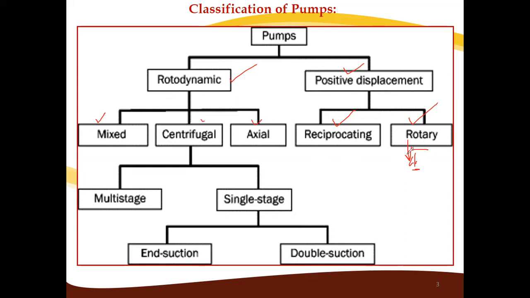The centrifugal pump is not a rotary type of pump. It is a rotodynamic pump. The rotary action takes place in the case of gear pumps and vane pumps, which are positive displacement type pumps. So the rotodynamic types are the mixed pump, centrifugal pump and axial pump. Now the centrifugal pump may be multi-stage or single stage. Then the single stage pump may have end suction or double suction. So these are the classifications of pumps. The pumps are mainly of two types, that is rotodynamic and positive displacement type of pump.